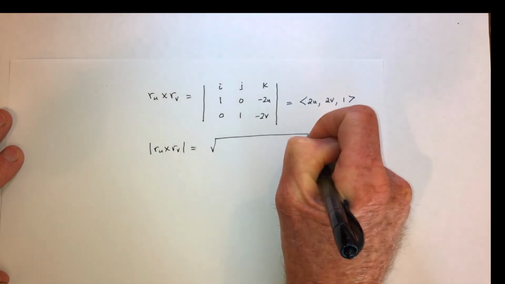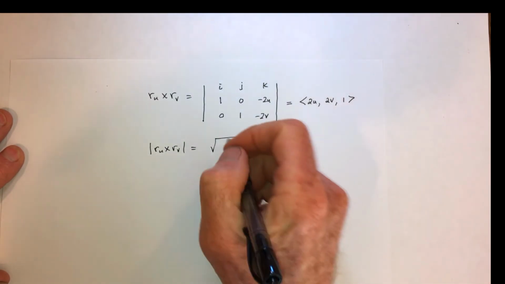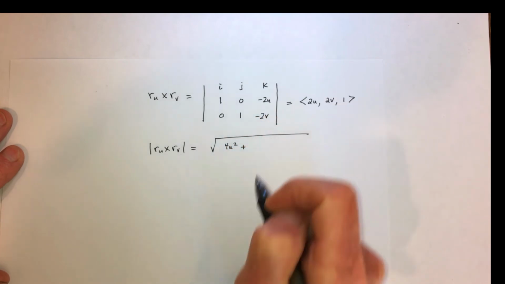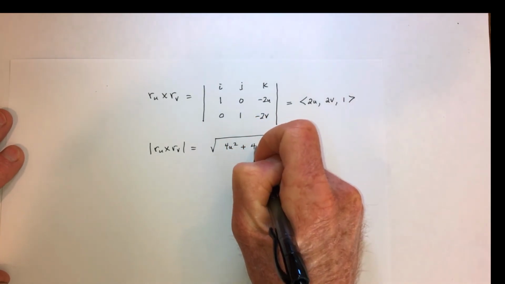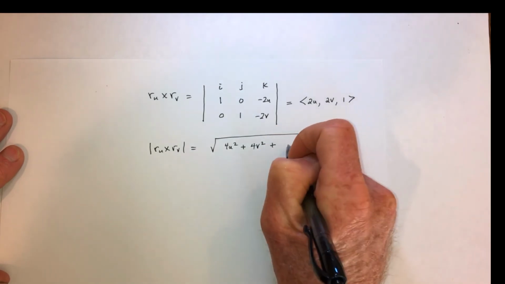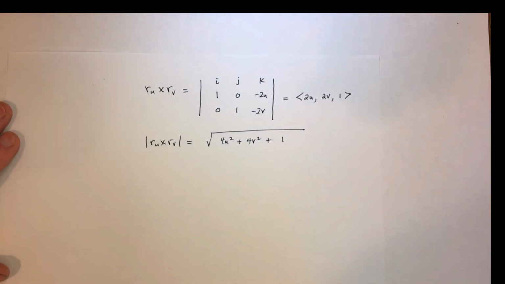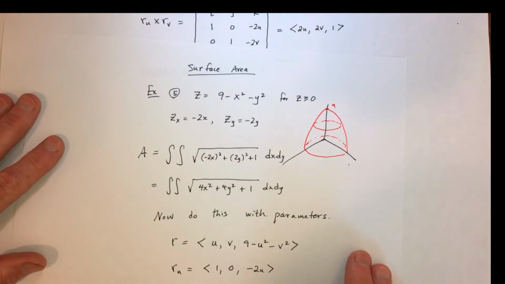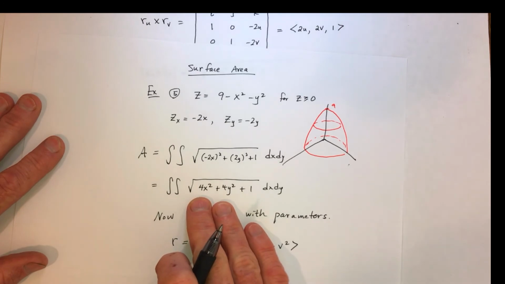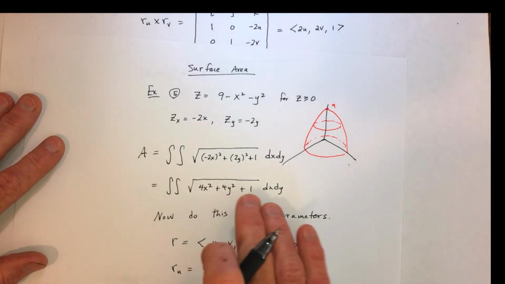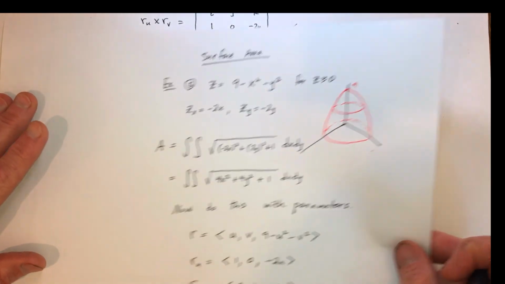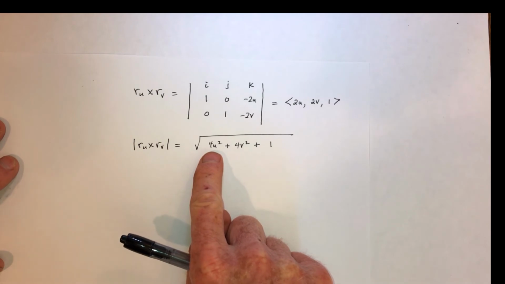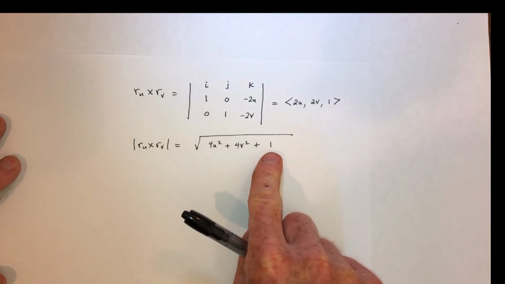So that would mean take the square root and then square each one of its components. So 2u gets squared, so that's 4u squared. 2v gets squared, so that's 4v squared. And then 1 gets squared, so that's 1. And then take a look at what we had previously. So what we had previously was inside the square root 4x squared plus 4y squared plus 1. That's the old-fashioned way to do it. Then, if you look at that, it's the same thing. 4u squared plus 4v squared plus 1.